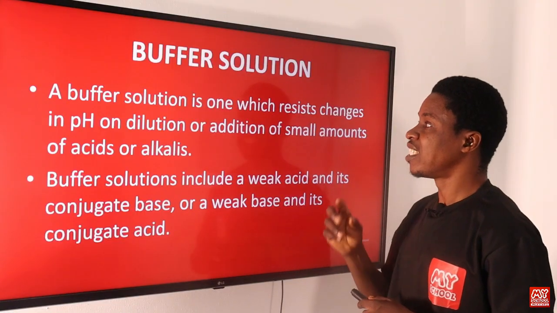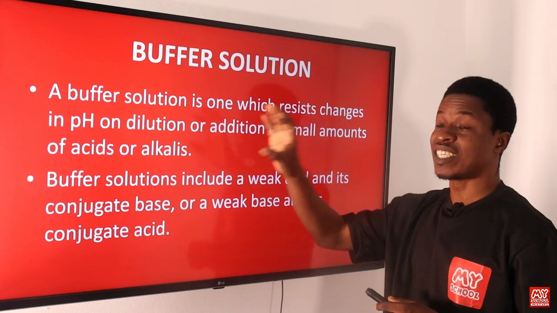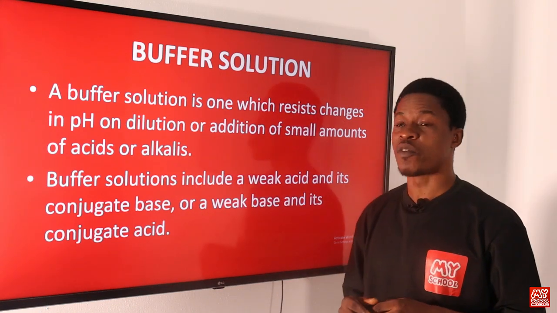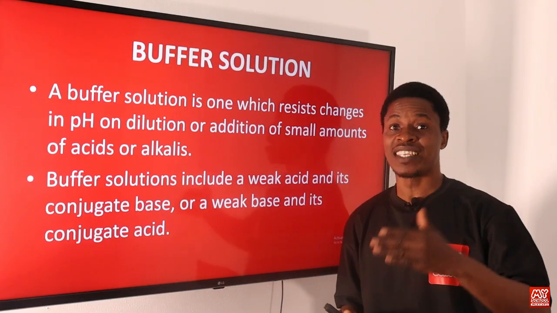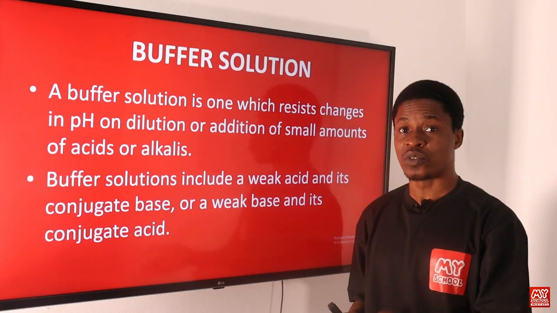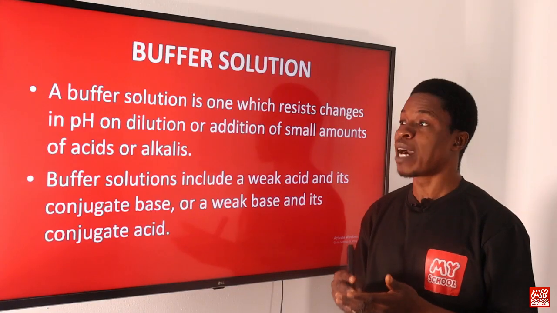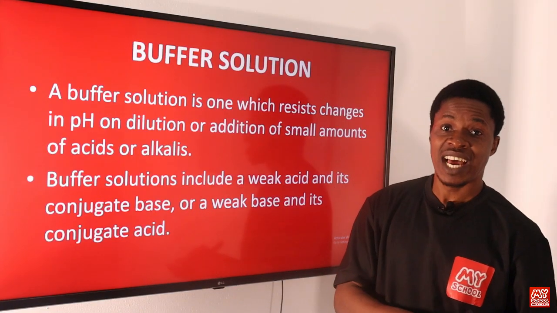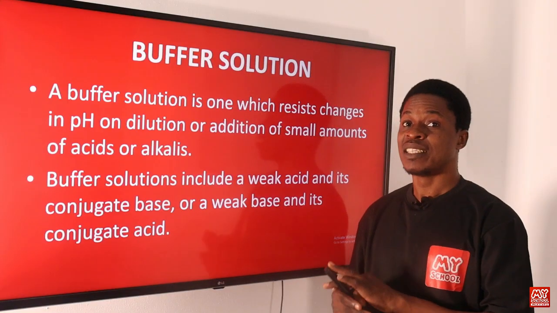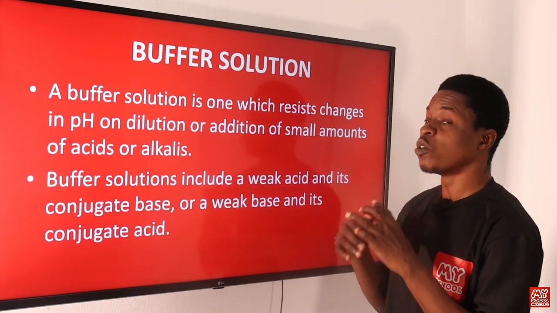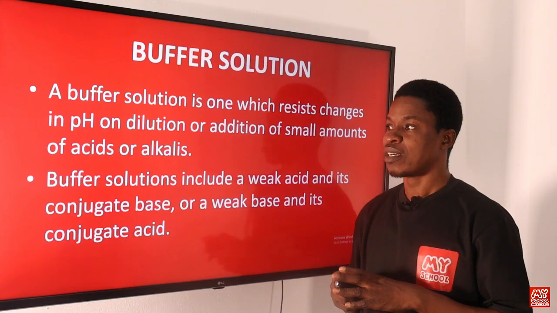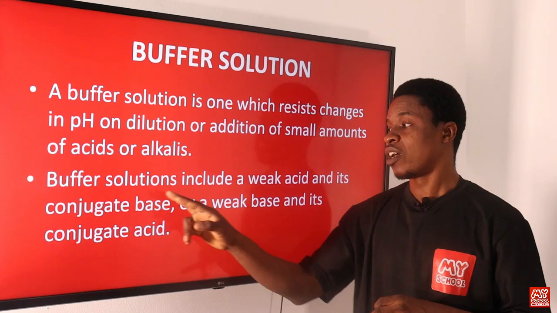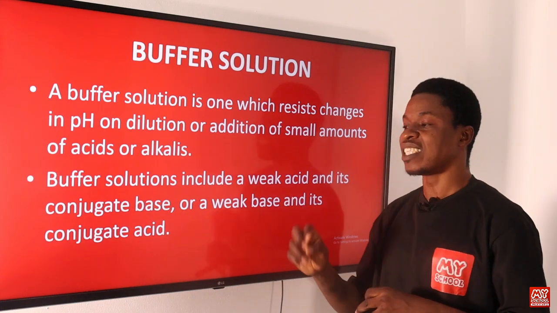A buffer solution is a type of solution which resists changes in pH on dilution or addition of small amounts of acids or alkalis. So whether you add a small quantity of acid to those solutions, they don't change in their pH value. Whether you dilute it, or add acid or alkali, the buffer solution remains unchanged in pH. Buffer solutions include a weak acid and its conjugate base, or a weak base and its conjugate acid.